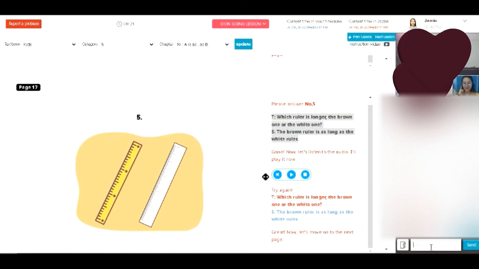The brown ruler is as long as the white ruler. Okay, very good. One more time. Which ruler is longer, the brown one or the white one? The white ruler is as long as the brown one. Okay, let's listen to the audio, okay?